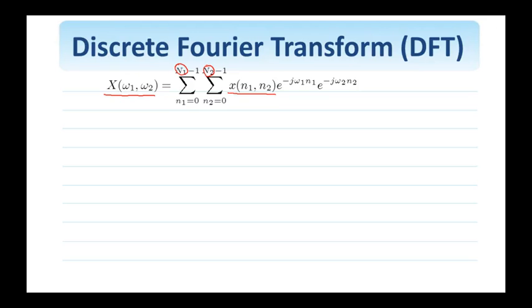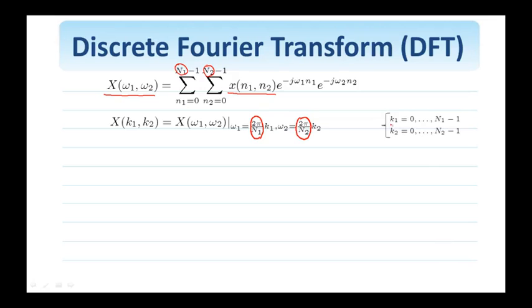So what we saw in the previous slide is that I can sample the Fourier transform X(omega 1, omega 2) at equally spaced frequencies, and the spacing between the frequencies is 2 pi over n1 in the horizontal direction and 2 pi over n2 in the vertical direction. And by doing this sampling of the frequency domain, I only keep one period. So k1 is from 0 to n1 minus 1, k2 between 0 and n2 minus 1, and again this is for an n1 by n2 image.